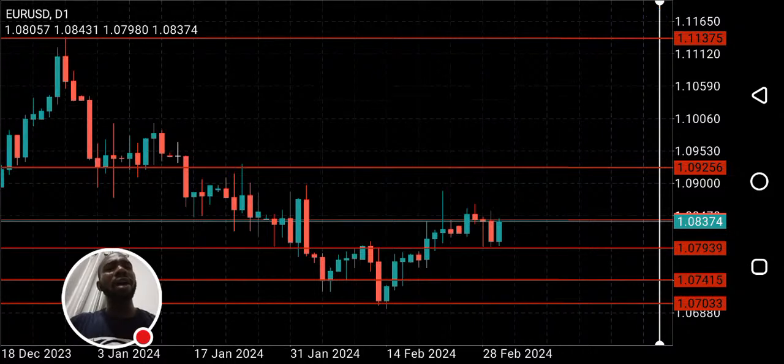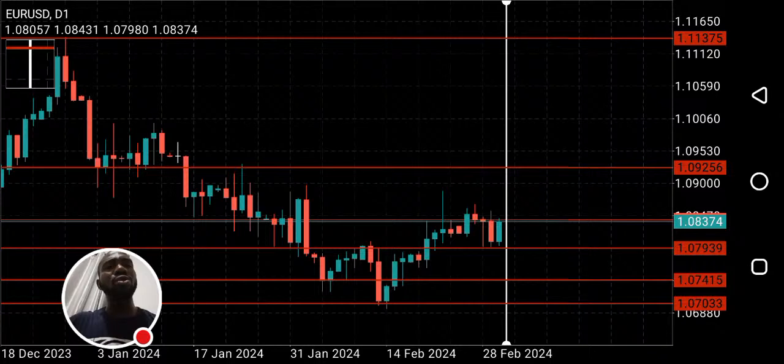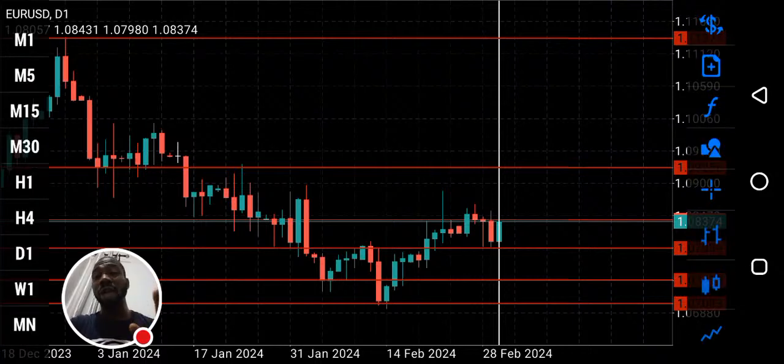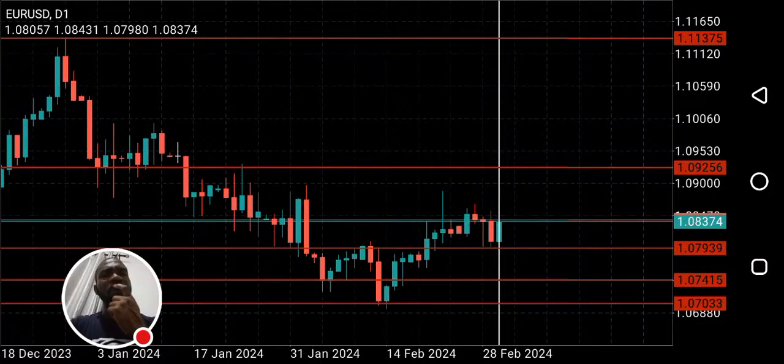Okay, so after the formation of this marubozu on the daily, let's go down to 4 hour. On 4 hour, if we are able to identify a bullish reversal pattern, that's another confirmation that Euro USD is bullish. So let's go down to 4 hour. I'm sure if we go down to 4 hour, we would find a bullish reversal pattern, maybe an engulfing pattern, a doji, a spinning bottom. I'm sure we're going to find that on 4 hour. Let's go to 4 hour.